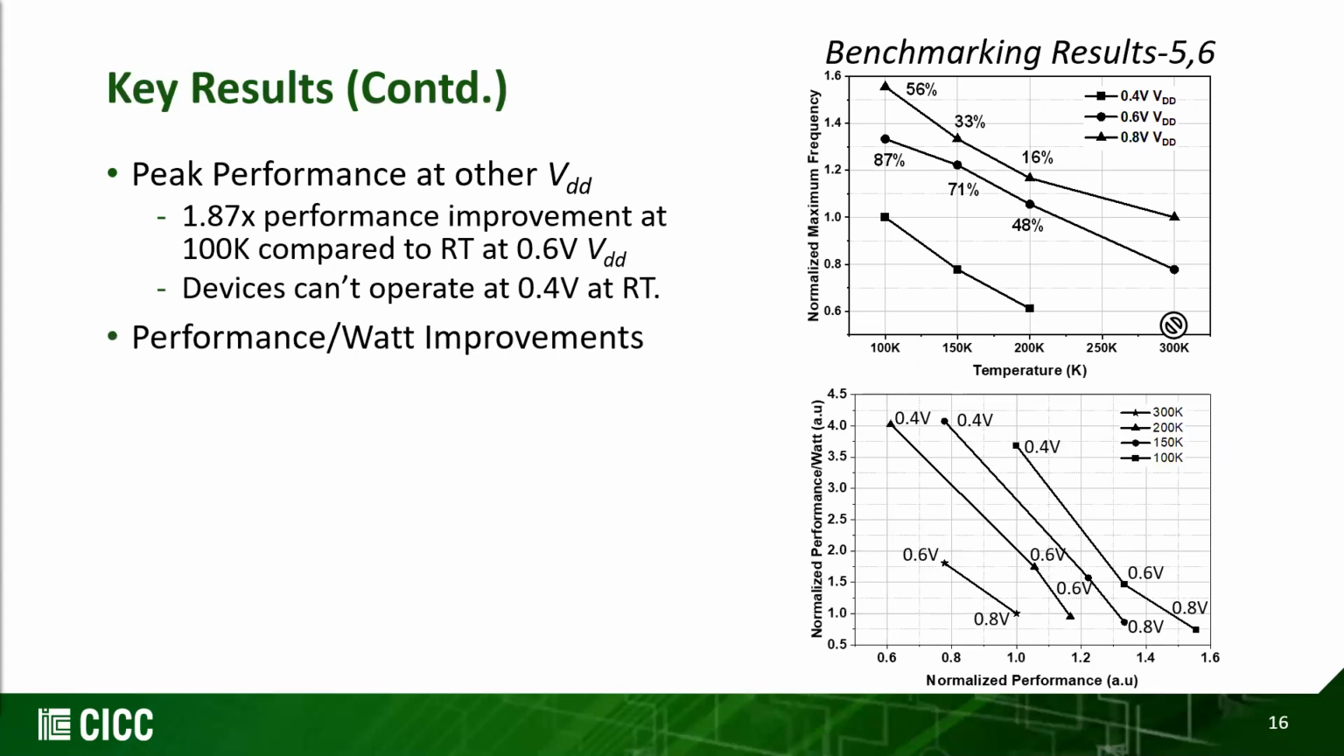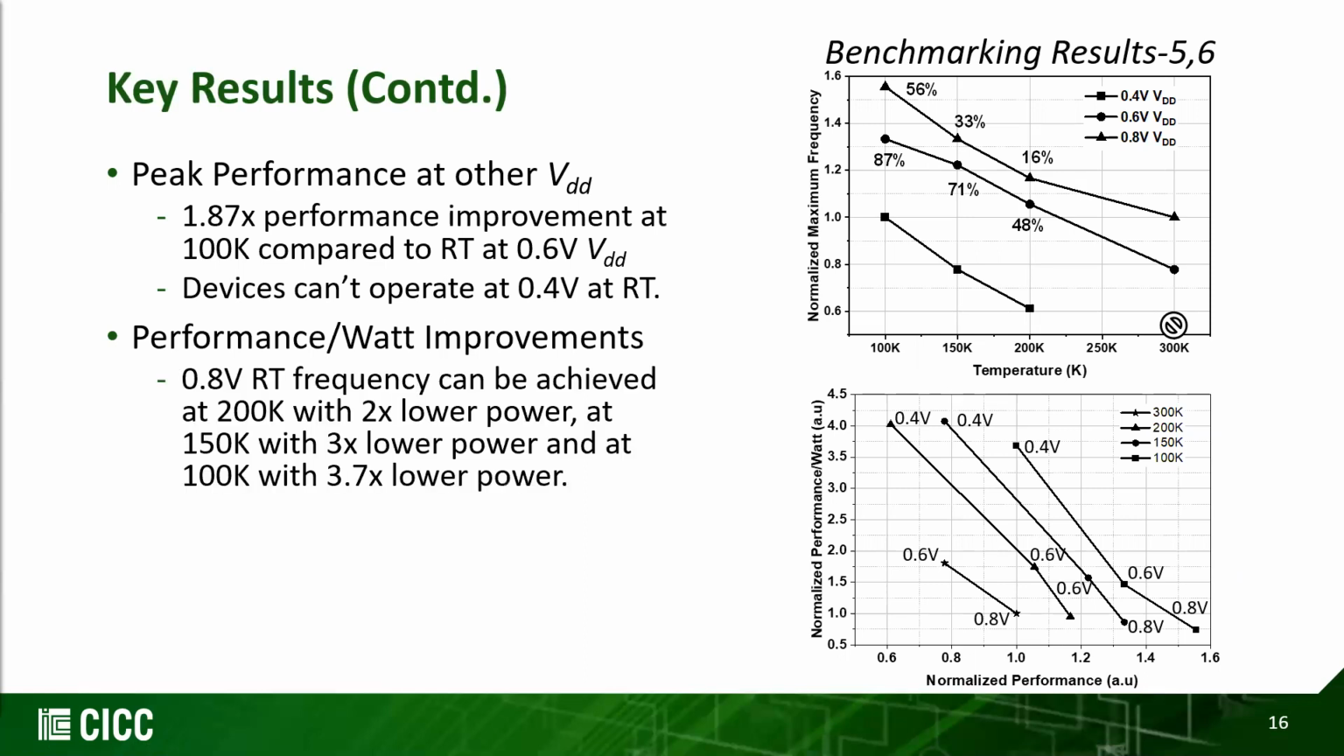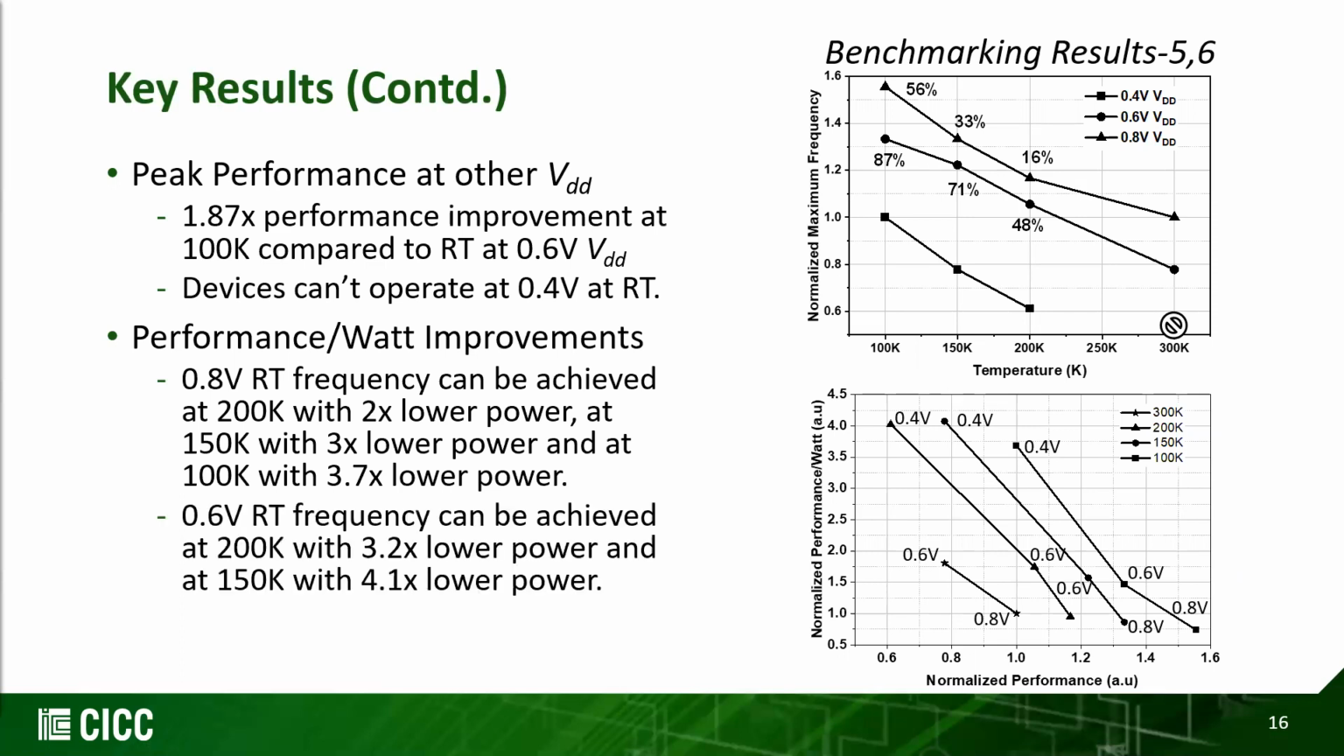Next, we draw the performance per watt improvement versus the performance at 4 temperature points. The corresponding supply voltages are annotated. Any line parallel to the y-axis will denote ISO performance line. We notice that at 0.8 volt room temperature frequency can be achieved at 200 Kelvin with 2x lower power, and 150 Kelvin with 3x lower power, and 100 Kelvin with 3.7x lower power.